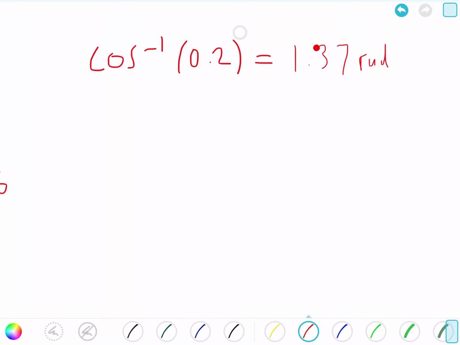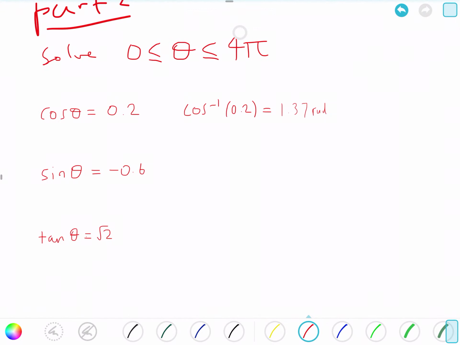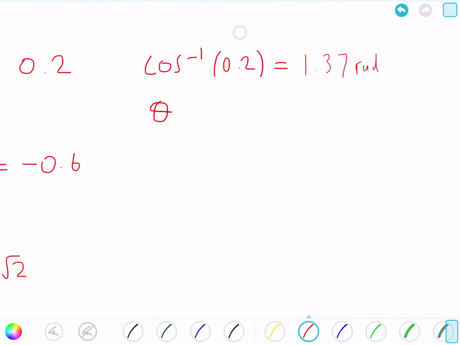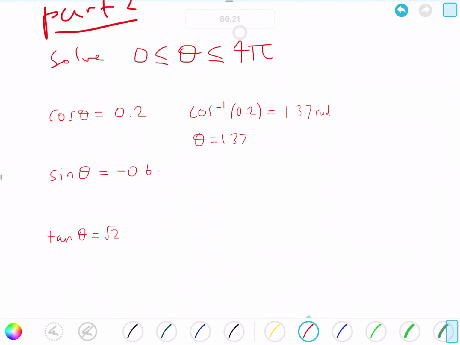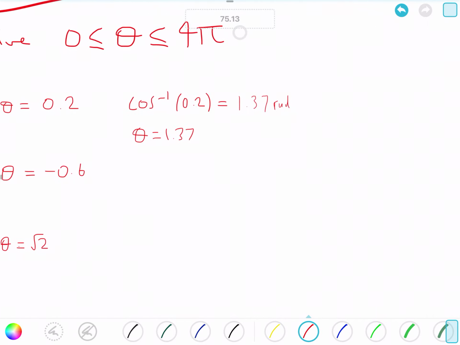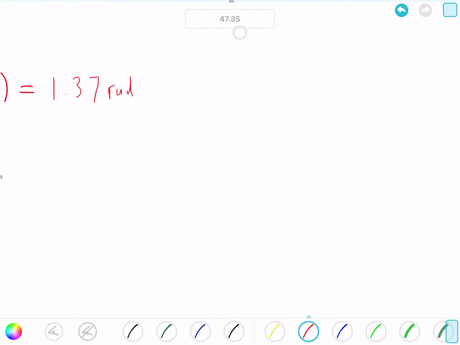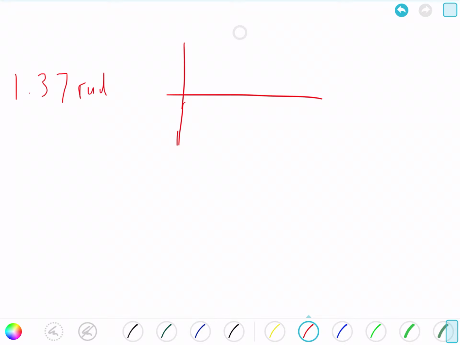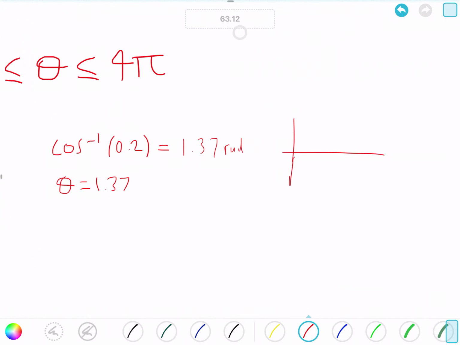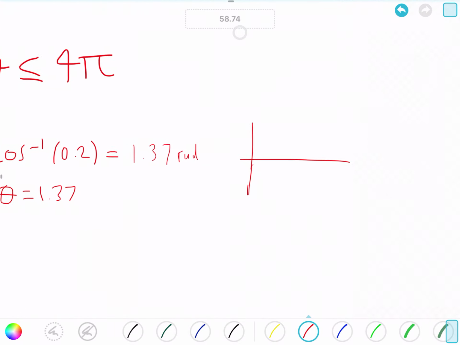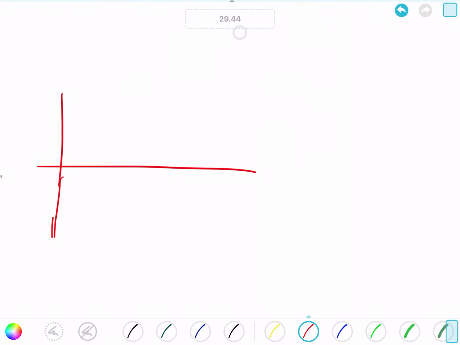Okay, so now we need to find the second solution. So far we know that theta is 1.37. What else is it? Well, the quick way to do it is just to remember to take away from 360. I'll just quickly sketch up a graph just to remind you why. But this time, notice we're going to go between 0 and 4 pi. So I'm going to sketch the graph all the way along to 4 pi.